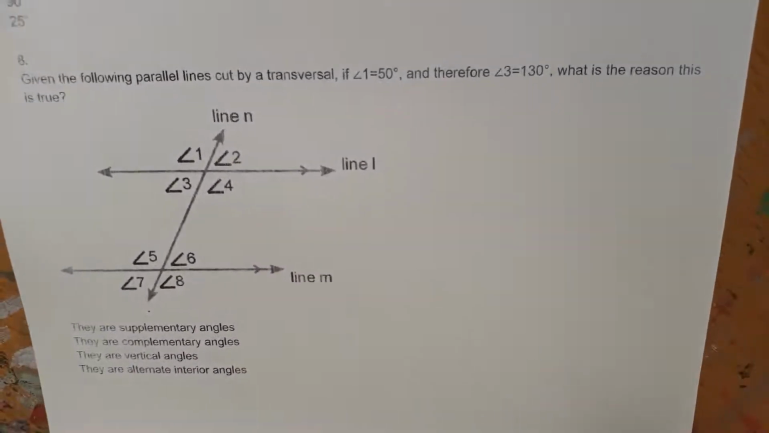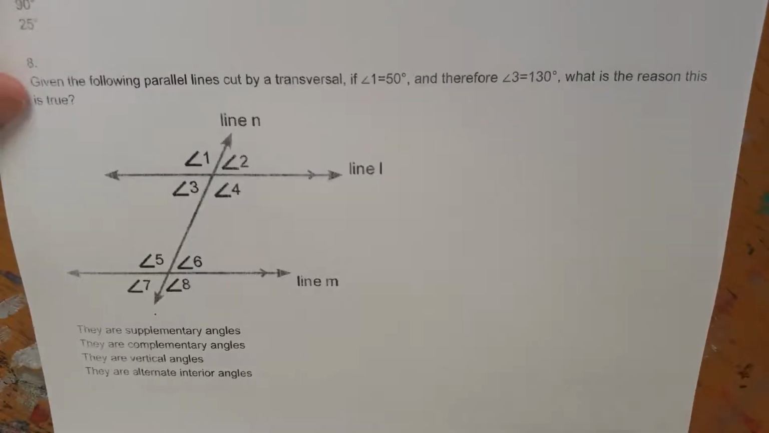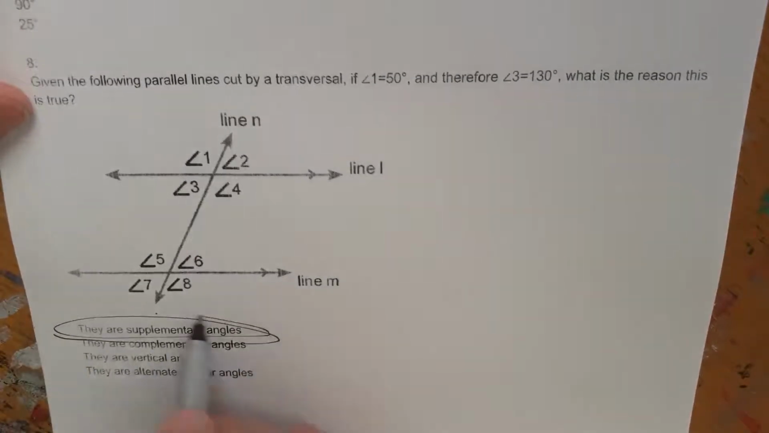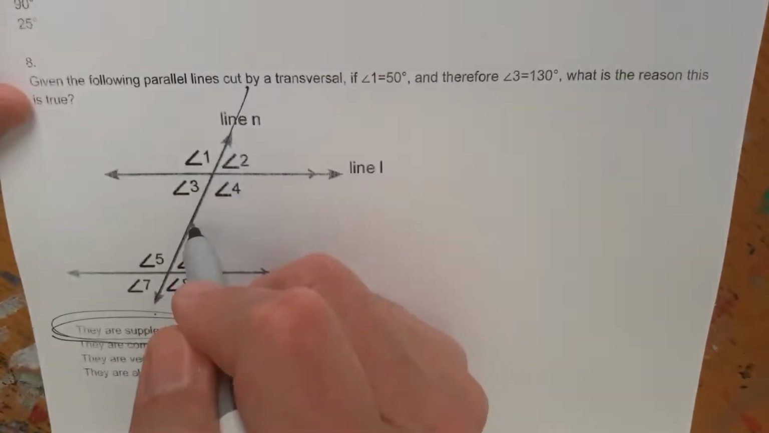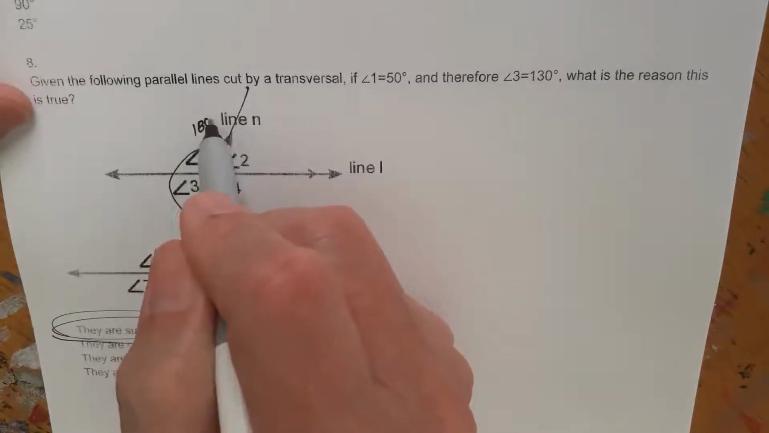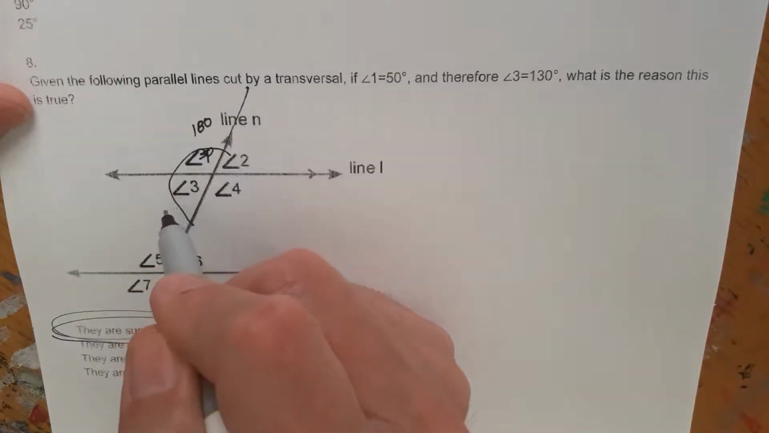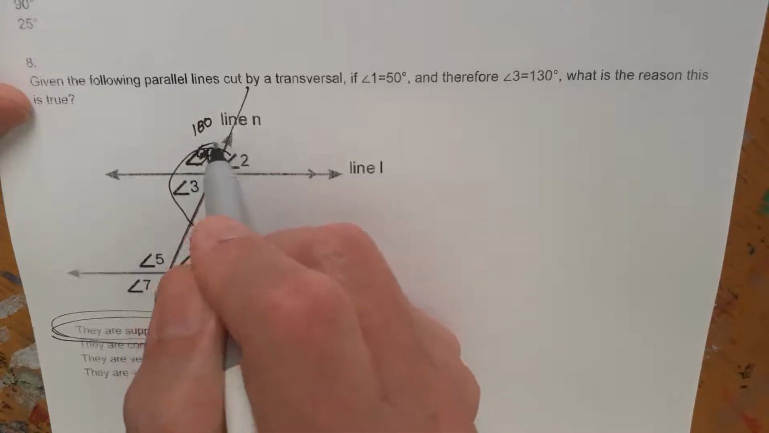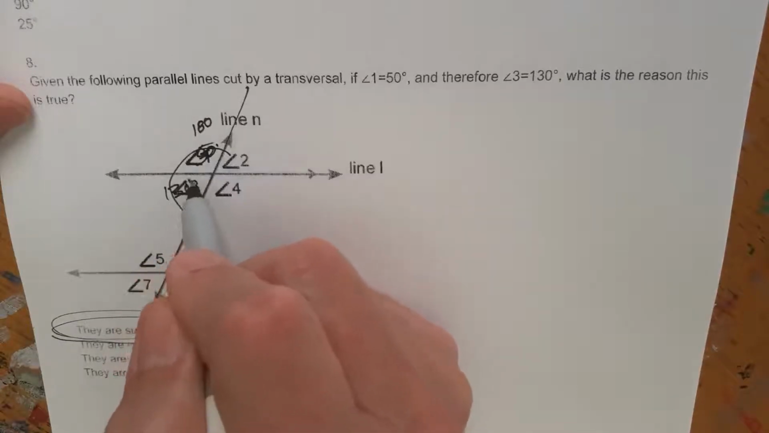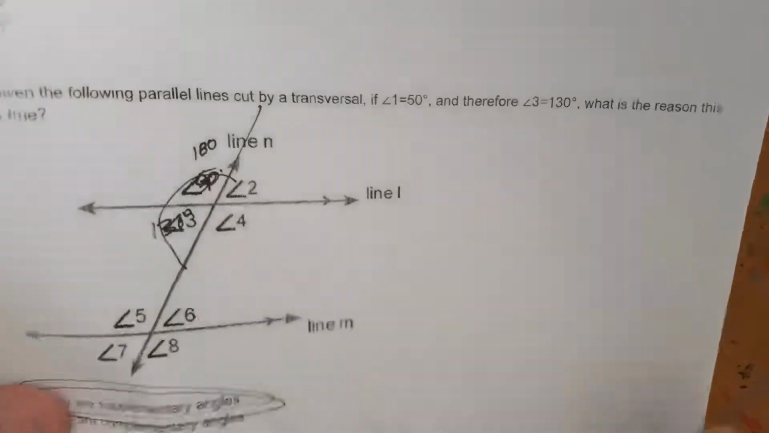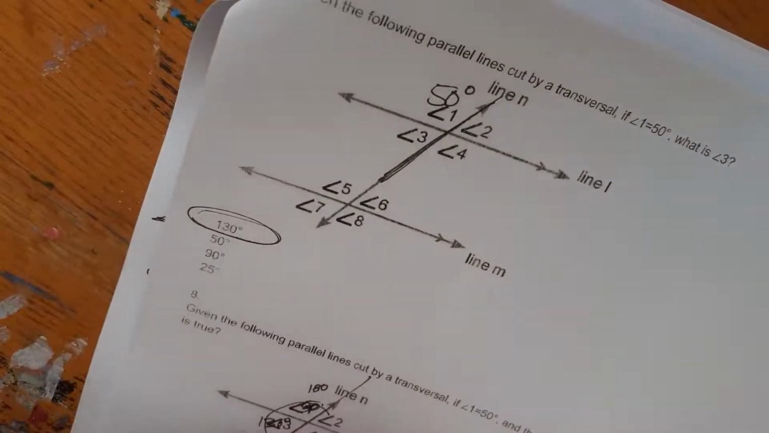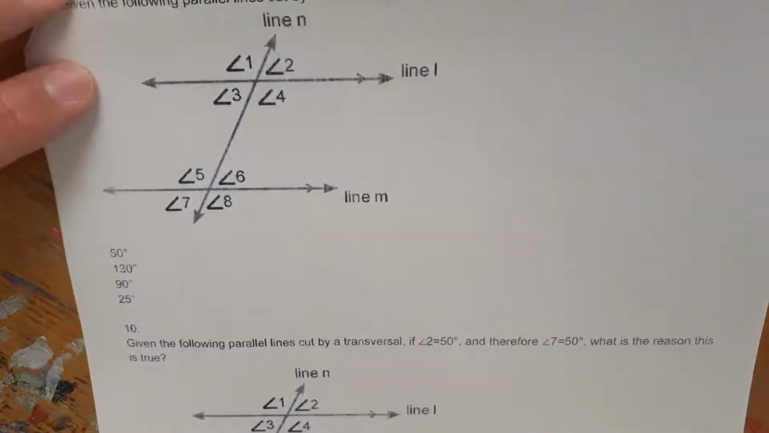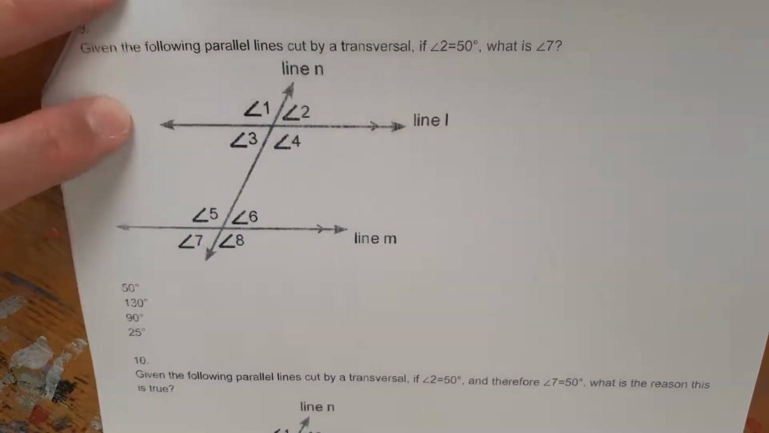I bet they're going to tell me it's 130 now. This is pretty cool. They're going to ask me why. They're supplementary angles because they're on a straight line. This angle here must be 180. So if this one's 50, this has got to be 130 because it must sum to 180. Right, angle 2 is 50 now.